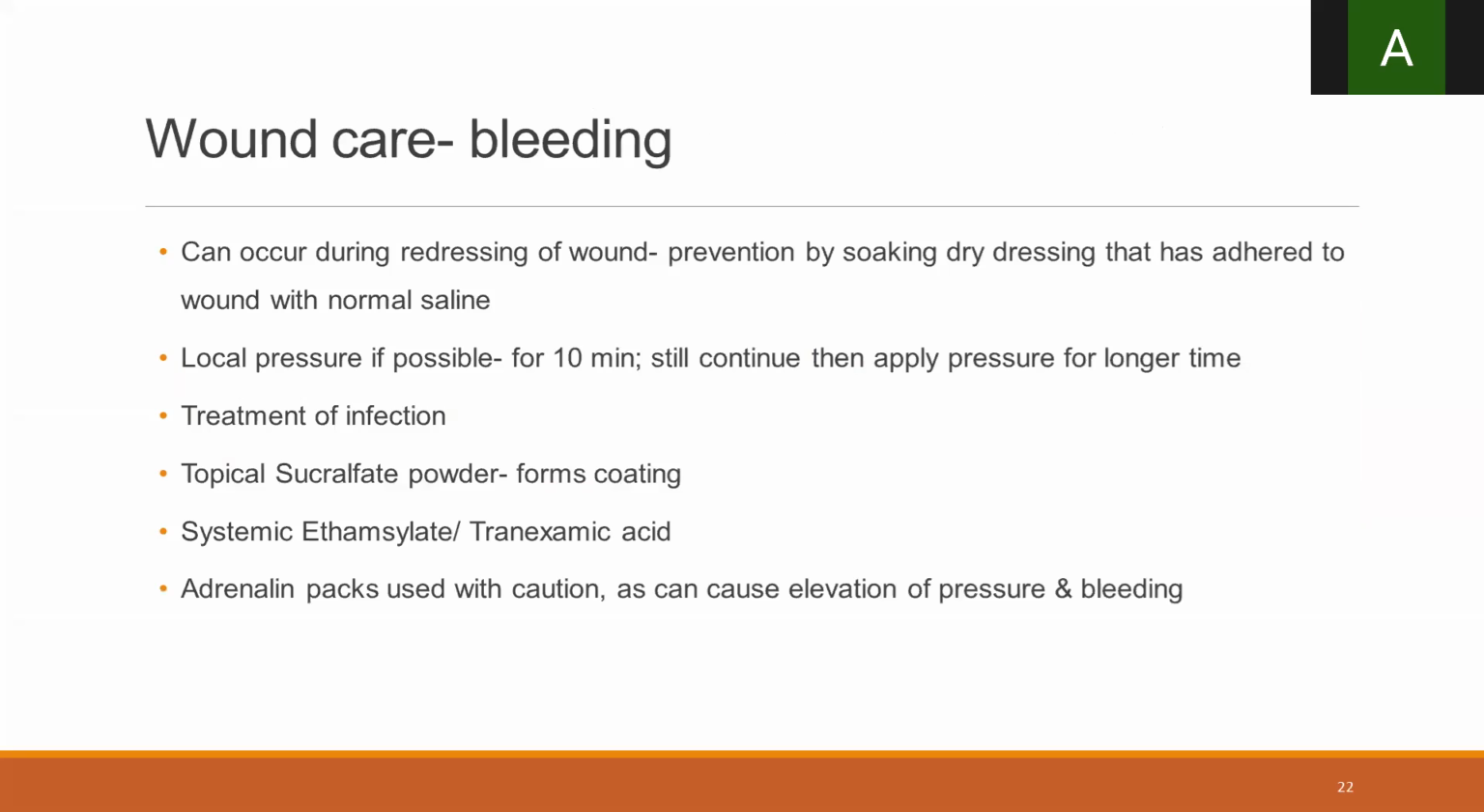Next is bleeding. When we are changing dressing, many times small bleeders open up and slight bleeding takes place. Okay, so what to do at that time? Here we can press with the help of gauze. Okay, so local pressure should be given for 10 minutes. And even then, after 10 minutes, if it continues, then we may keep the pressure for a longer time.